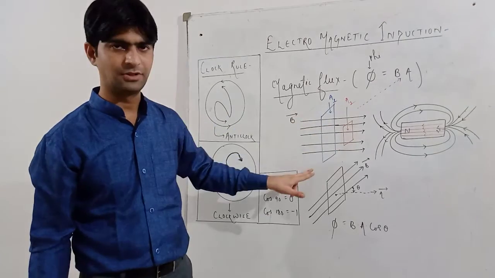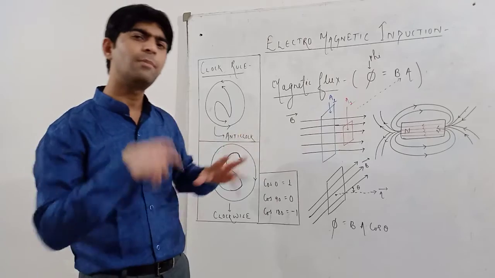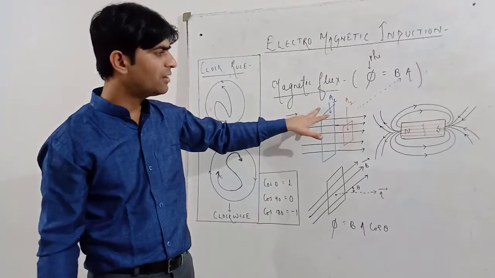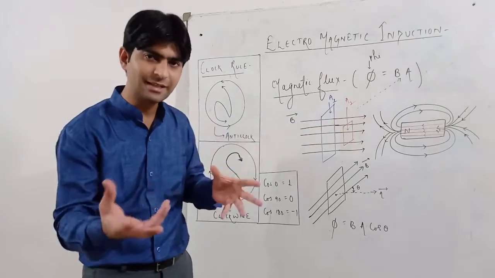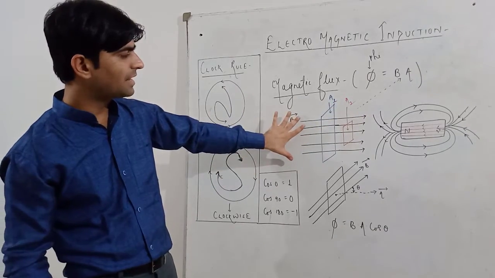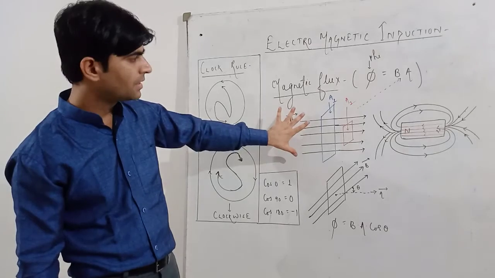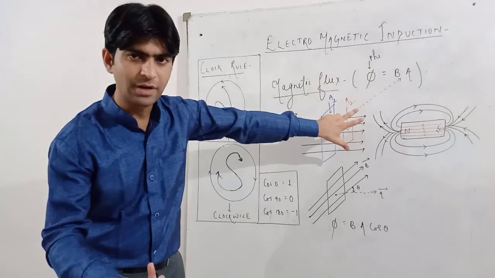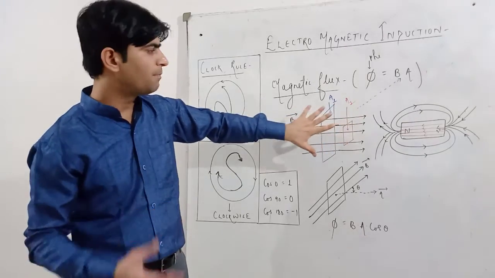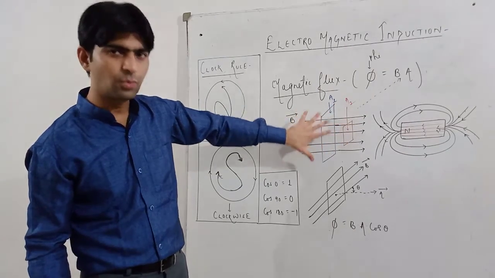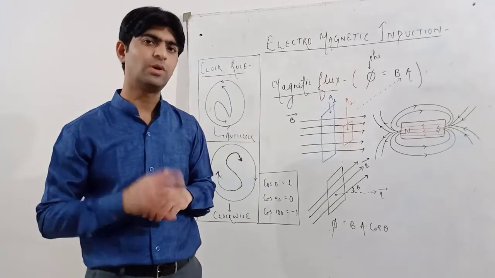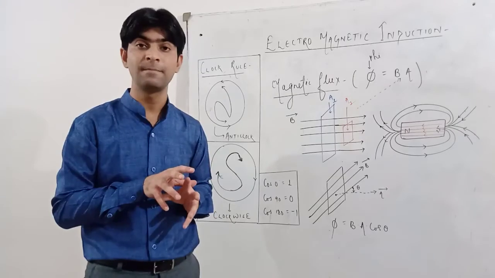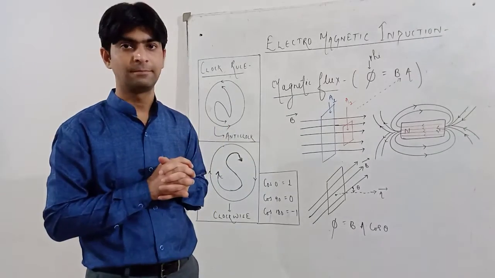Since A1 is larger as compared to A2, more magnetic field lines will pass through A1 as compared to A2. So we may say that the magnetic flux linking with area A1 is more as compared to A2. So what we will say? We'll say magnetic flux with A1 is more as compared to A2. So what is magnetic flux actually? Magnetic flux is nothing but the number of magnetic field lines crossing a particular area.